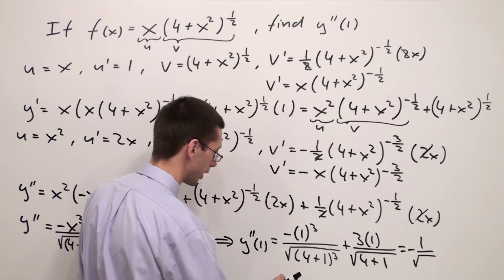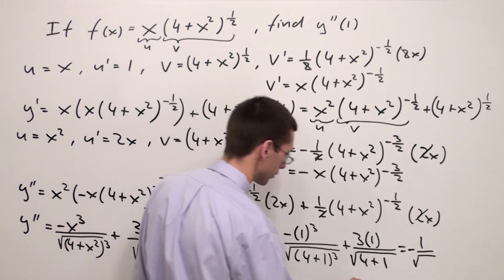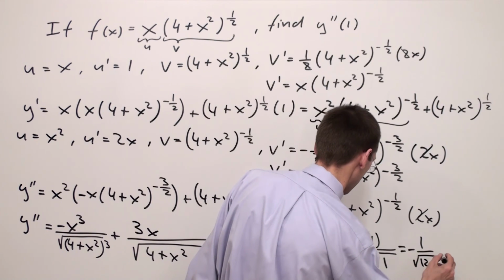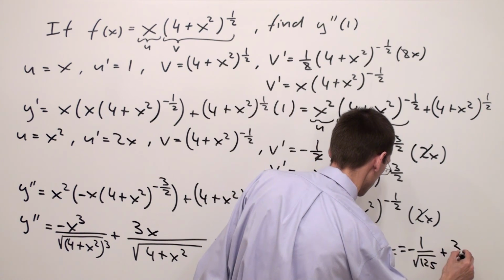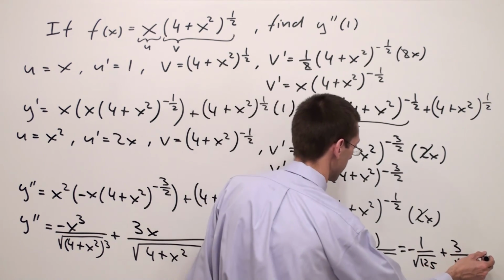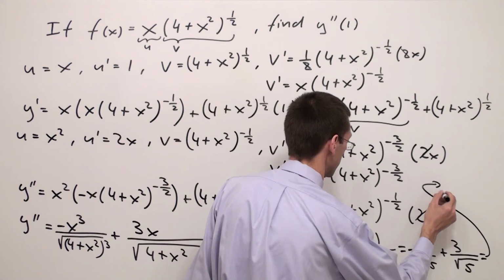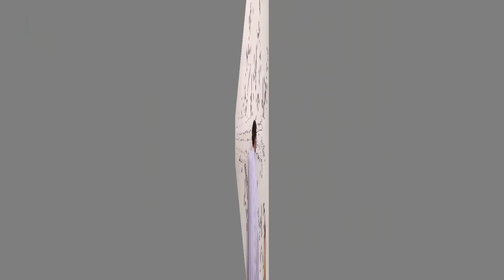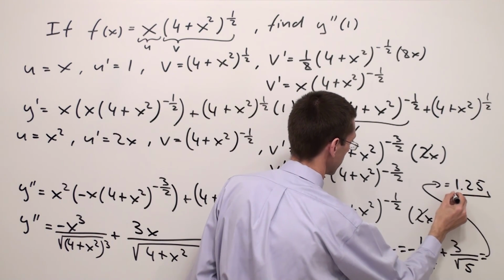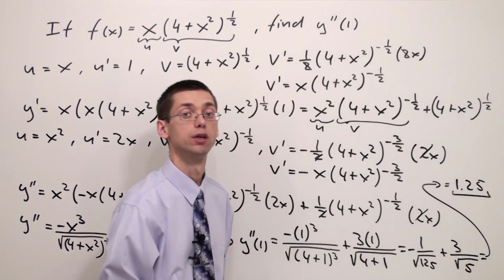5 to the third power is equal to 125. So I have 125 plus 3 over square root of 5. Now we can use the calculator and say that the answer is equal to 1.25. Okay, and this is my solution to this problem.